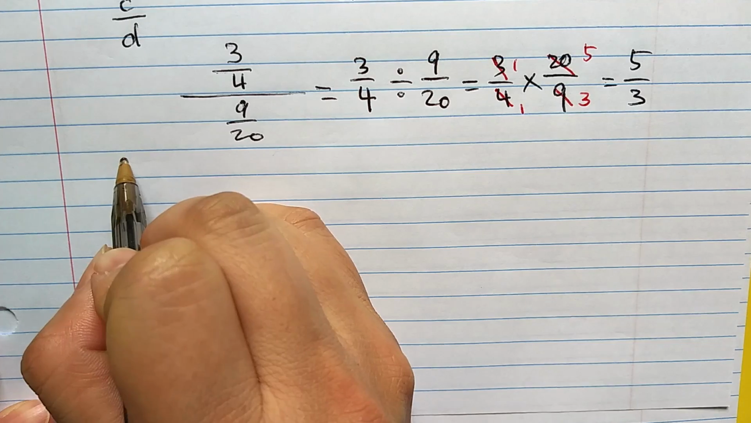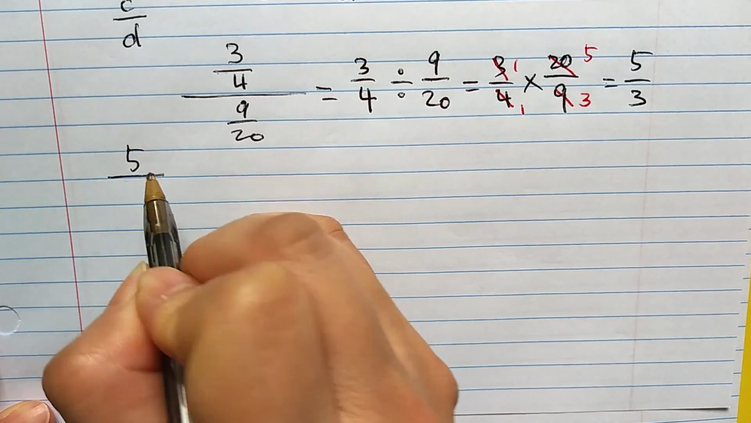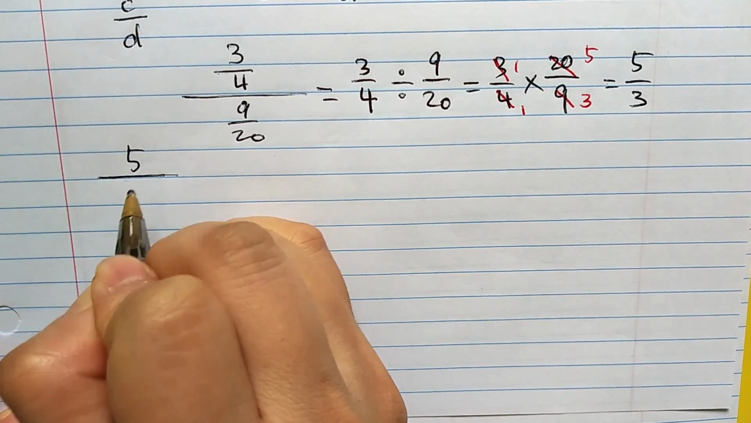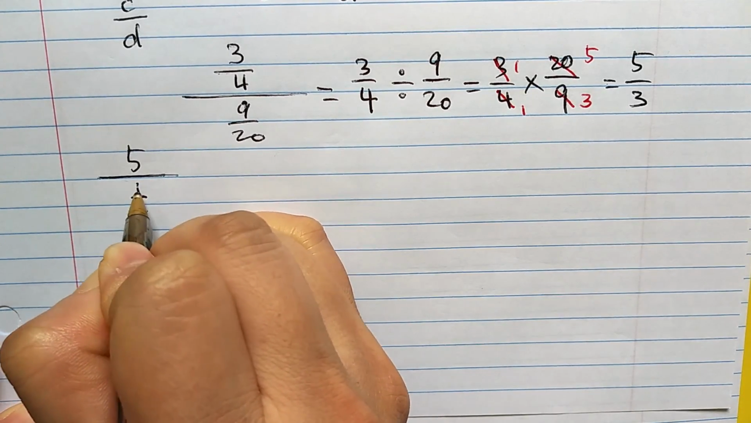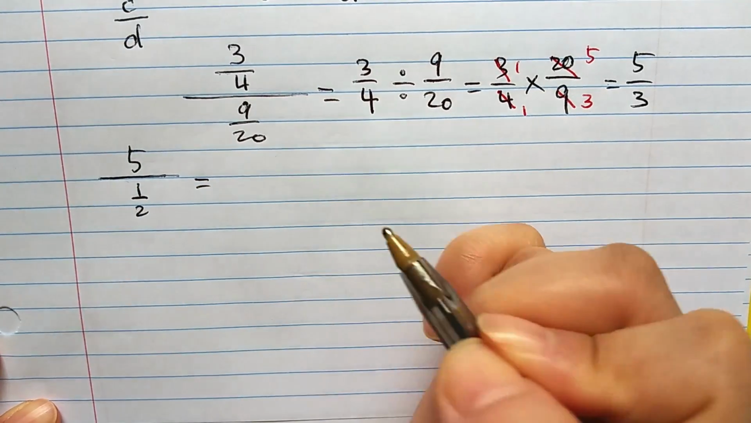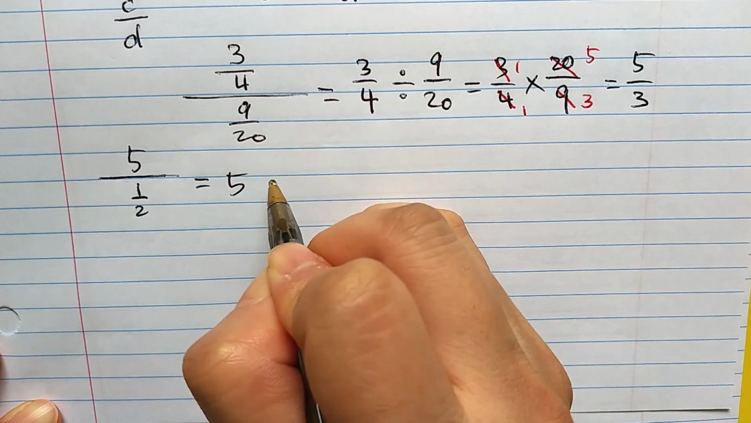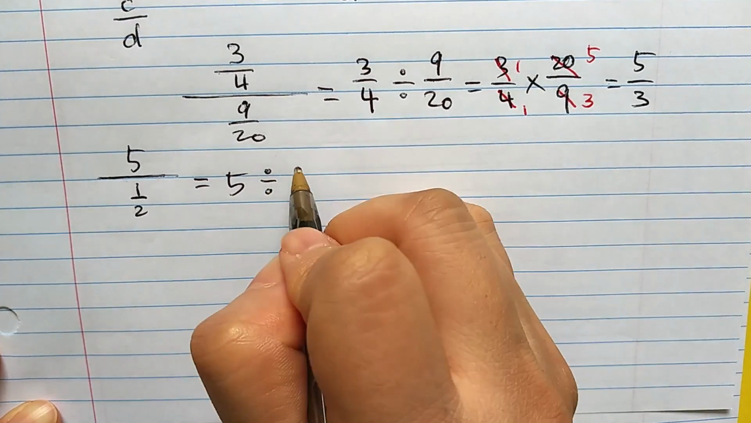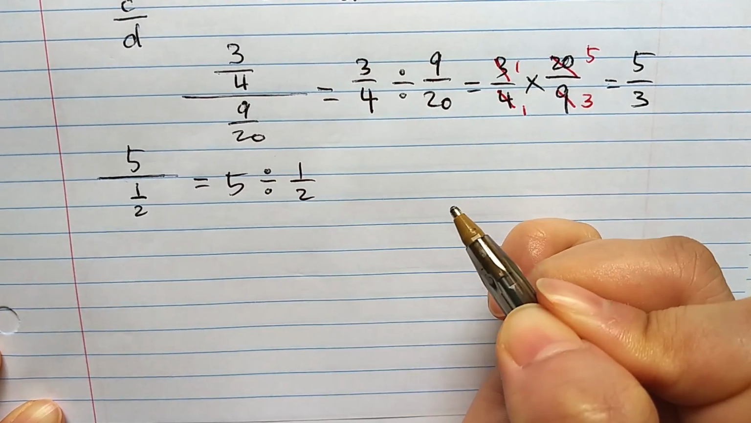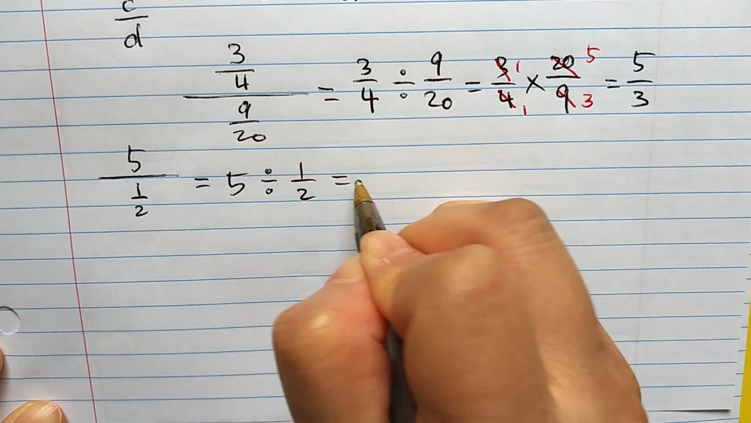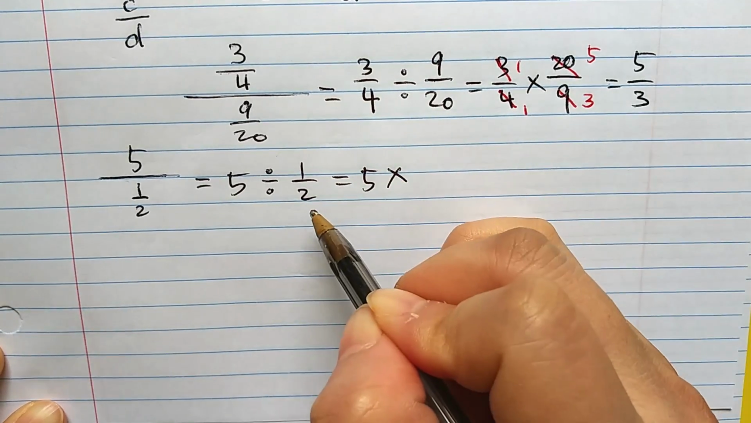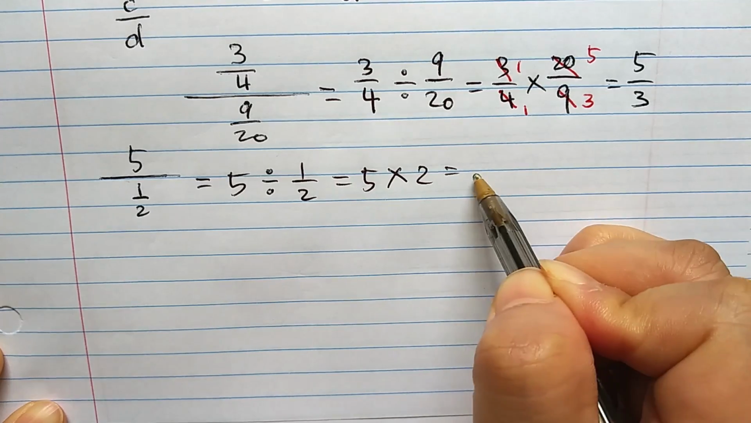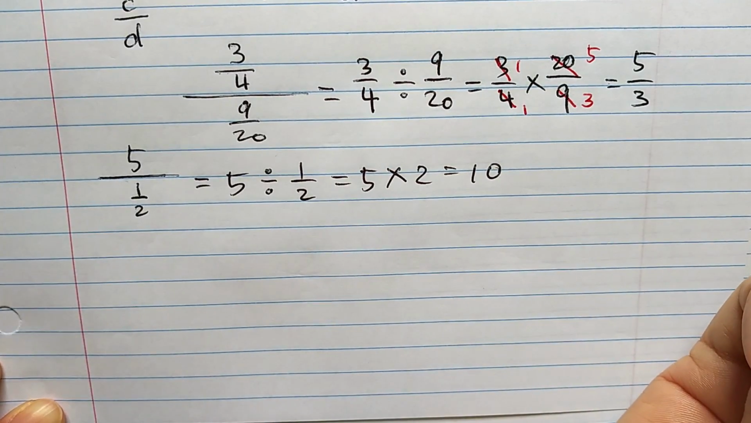How about 5 over 1/2? That is 5 divided by 1/2, which is what? 5 times 2 is equal to 10.